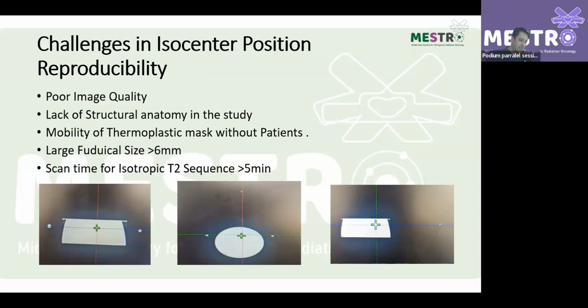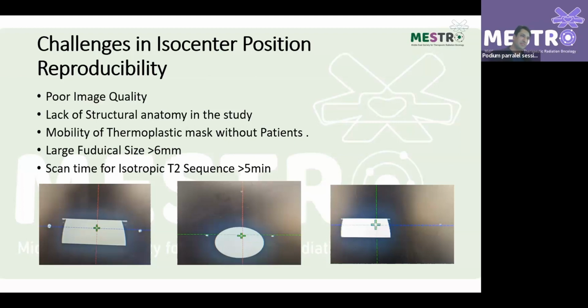Due to this, you can see in the pictures, he's showing only the shape of the bottle. And it is showing the fiducial markers only. But in his study, he was unable to get the structures. I mean, because there is no patient, there will be no structural anatomy, and the quality of his image was poor.